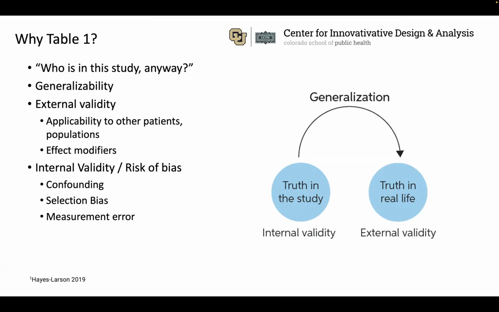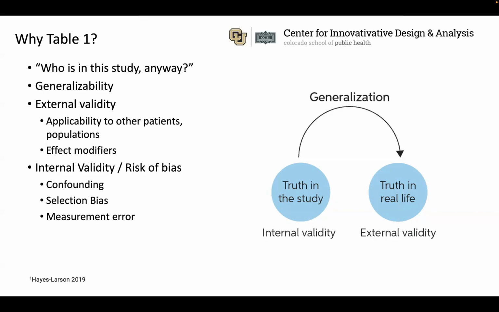Internal validity, you're thinking about risk of bias. So the 3 main things there are confounding, selection bias, and measurement error. Confounding, you can think about differences in other causes of the outcome between exposed and unexposed. Selection bias is how you've recruited your cohort and if that would have any impact on your results. Measurement error is if there was some sort of issue going on with the data collection.